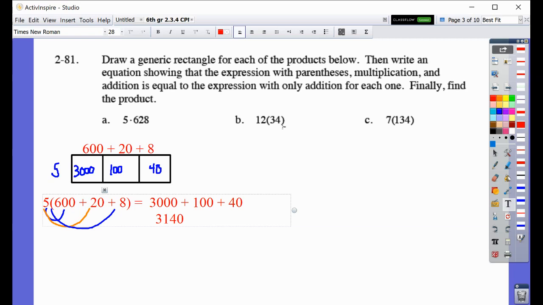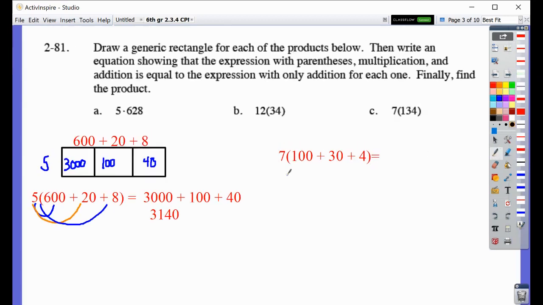So if we were looking at something then like B, we'd make it 10 plus 2 times 30 plus 4, or to make it a little bit easier with distributive property, we could just make it 12 times 30 plus 4. And for C, 7 times 100 plus 30 plus 4. All right. Now, if I was not going to do the generic rectangle for C, let's say I was just going to do it with distributive property, the idea here would be that I would break the 134 into 100 plus 30 plus 4. And then I would say to myself, all right, what are the results of that?